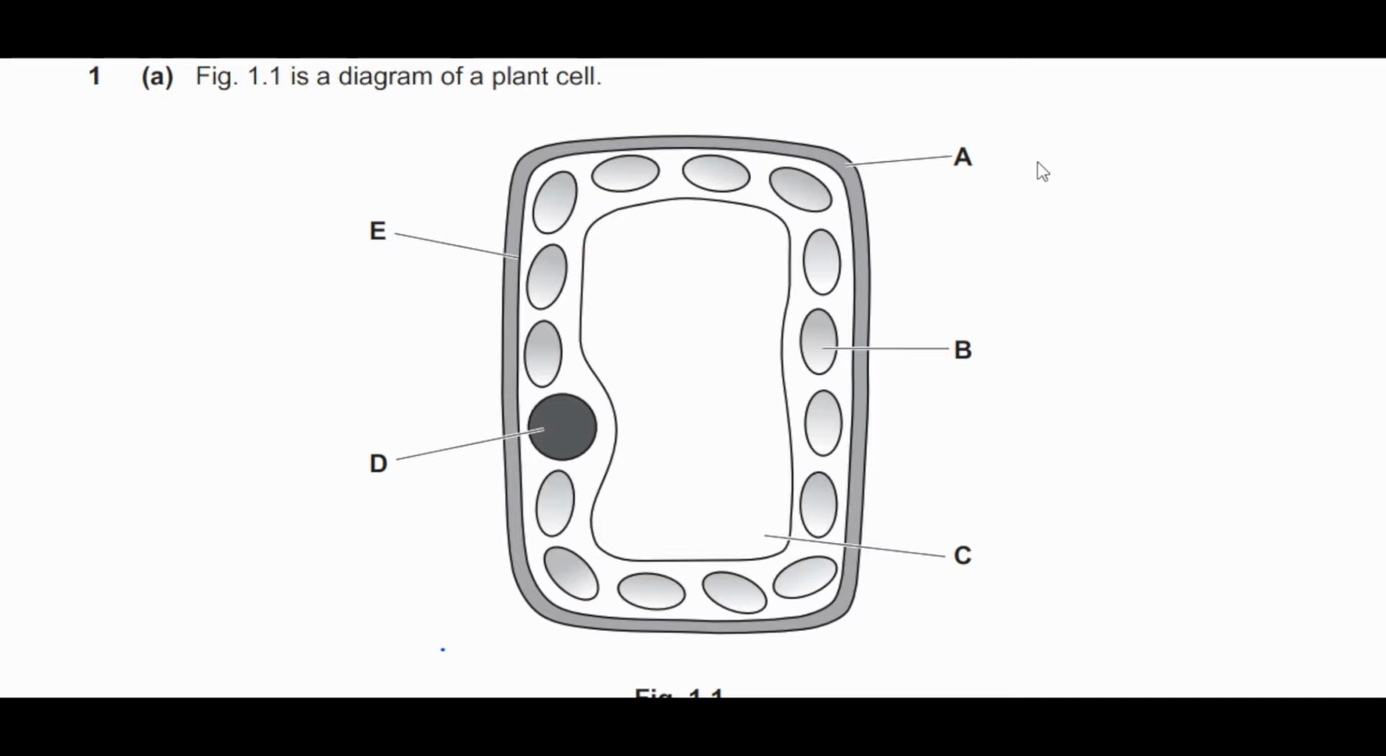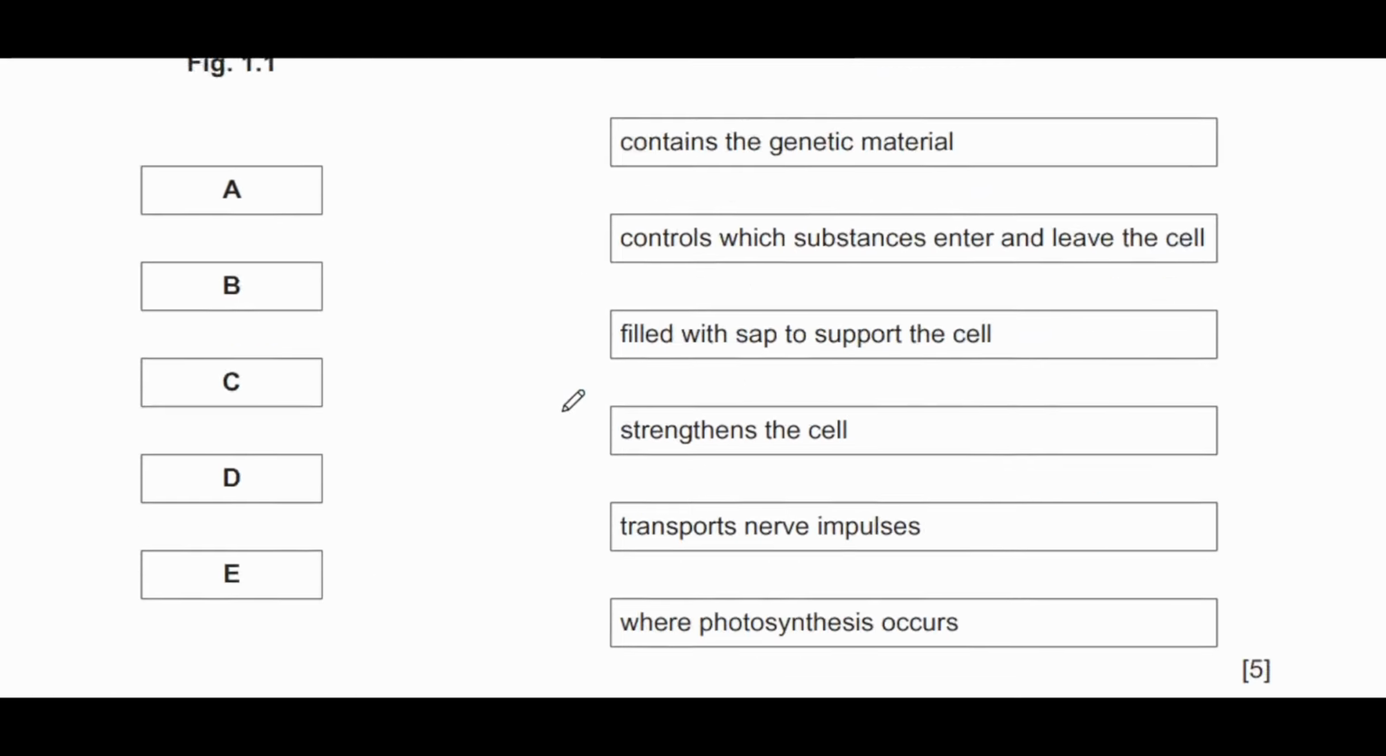So A is a cell wall, B is a chloroplast, C is a vacuole, D is the nucleus, right? Because it's a different color and it's slightly bigger than the chloroplast. And finally, E is the cell membrane. Okay, so what's next is you need to link these structures to their functions, right?